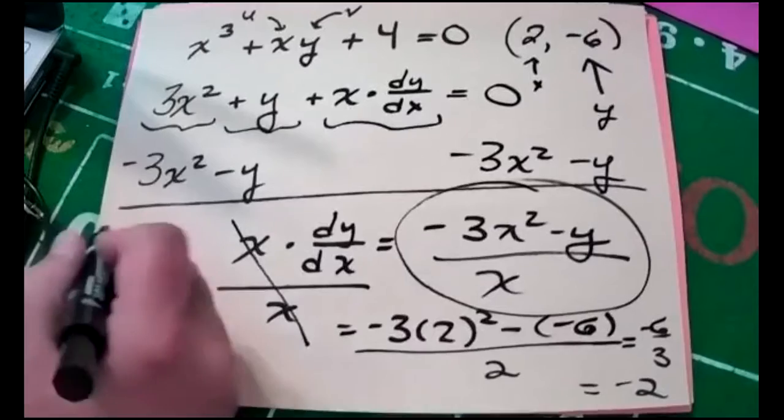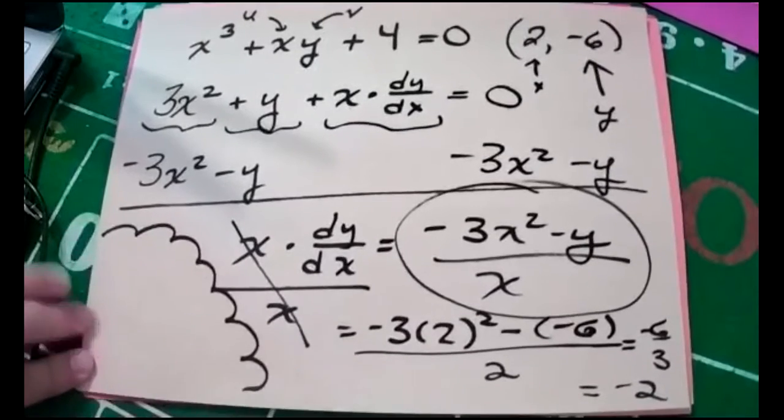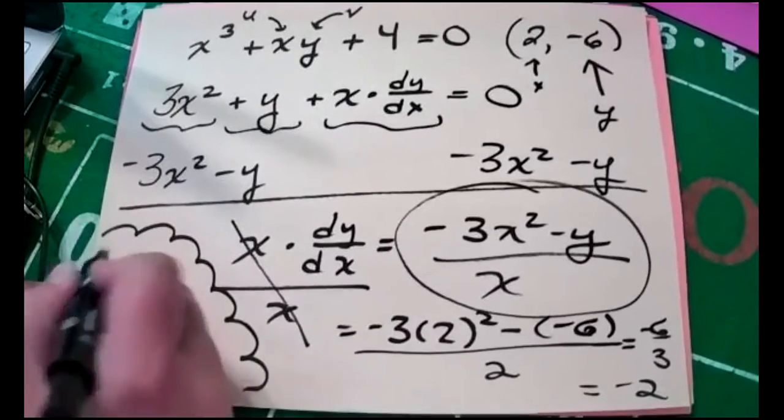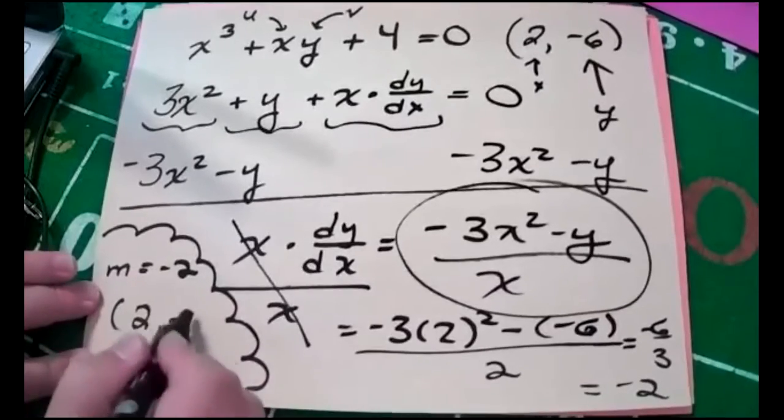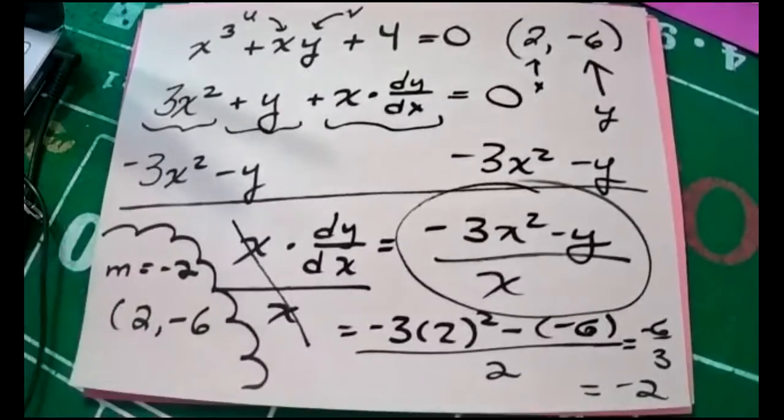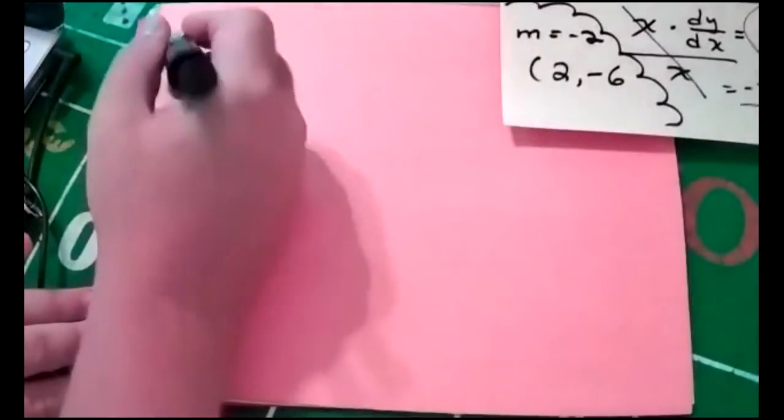So now what does that mean? That means that we have a new question to answer now. What is the equation of the line that has a slope of -2 and passes through the point (2, -6)? Well, that's not hard to do. To figure that out, we would just go ahead and write the point slope formula out.